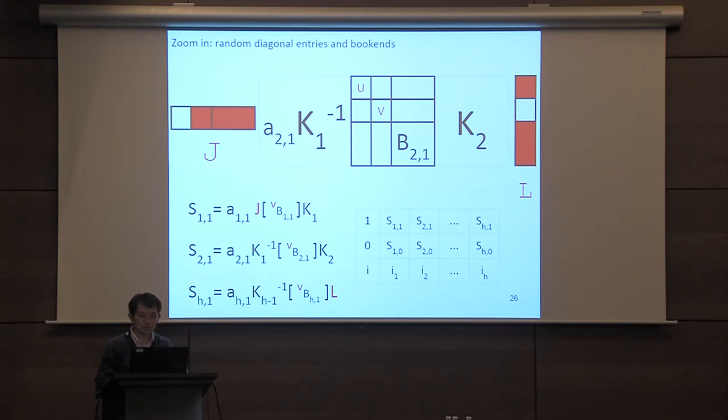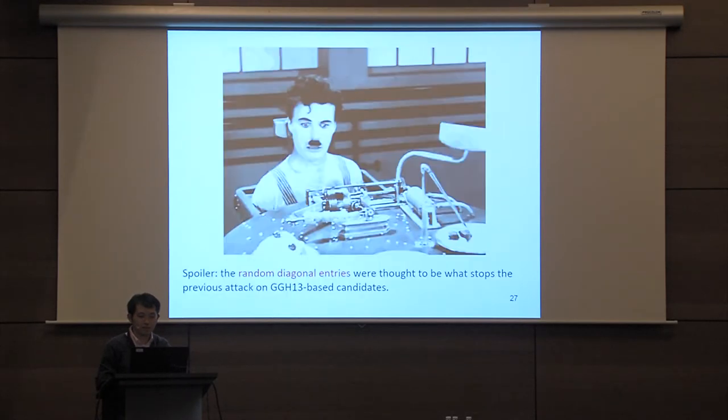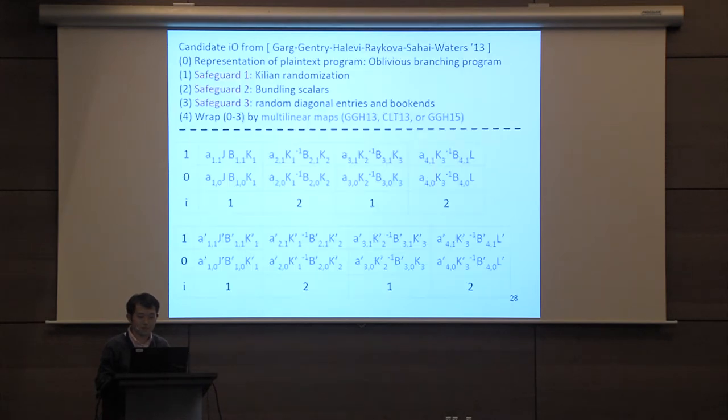So this part doesn't have an intuitive explanation of what it really prevents, but somehow, in the previous attack by Miles et al. on GGH13, if your obfuscation candidate doesn't have the random diagonal entries, they can actually attack. But with the diagonal entries, they don't have the attack. So intuitively this creates more problems, even in a very concrete sense. So that summarizes all the safeguards.